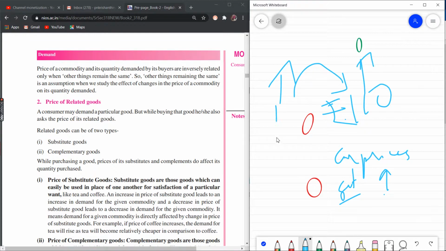When the price increases, the demand for it will decrease. But substitute goods are the opposite, because both give the same nature and same level of satisfaction, so they can be used one in place of the other. Complementary goods cannot operate without each other. This is what you have to understand here.